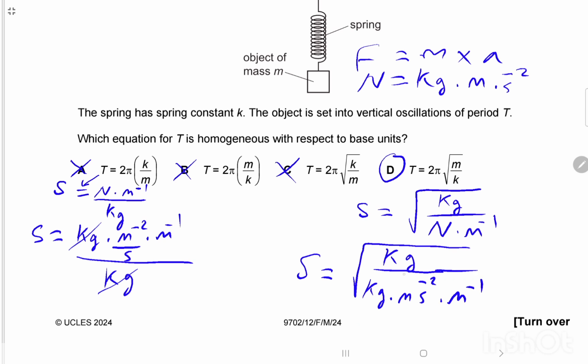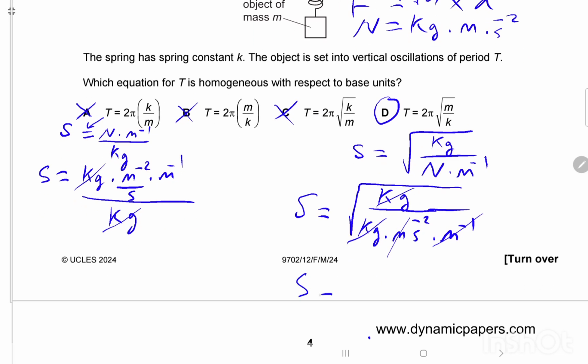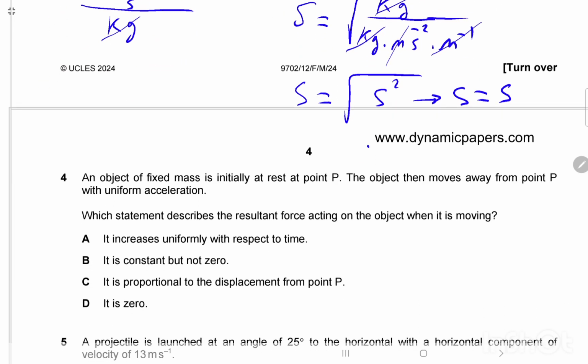Now you start cancelling. You can cancel kilogram and kilogram. You can cancel meter and meter. And you can take second to the numerator, and you write it this way: second equals square root of second to the power of 2. So this means left equals right. Option D is the correct answer.